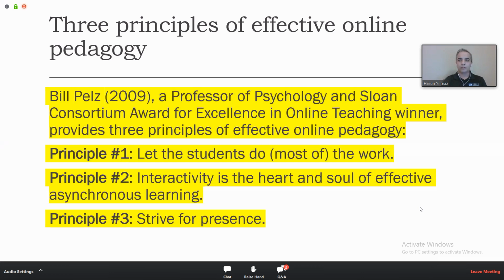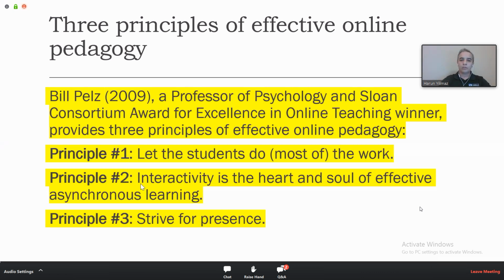But lower grade students may not have that kind of motivation, either intrinsic or extrinsic motivation. So you need to make sure that your students do most of the work. They need to be active in their learning process. So you need to design your classes according to these principles.